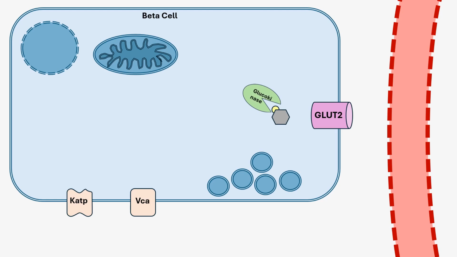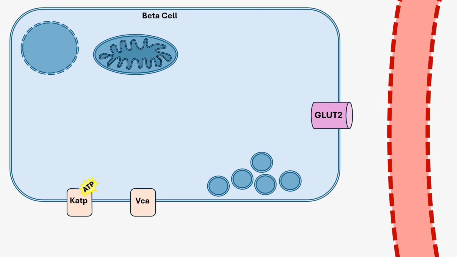The negatively charged phosphate group makes it more difficult for the glucose 6-phosphate to exit the cell, essentially trapping it within the beta cell. The glucose 6-phosphate is then metabolized through glycolysis and the citric acid cycle, eventually giving us a number of ATP molecules. These energetic ATPs bind to and close the ATP-sensitive potassium channels of the cell membrane.